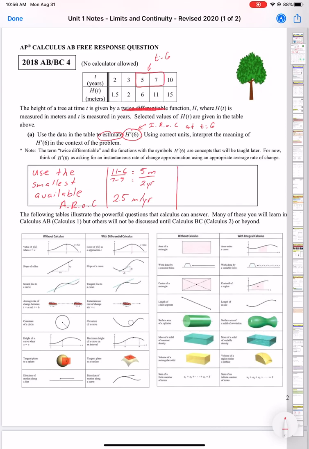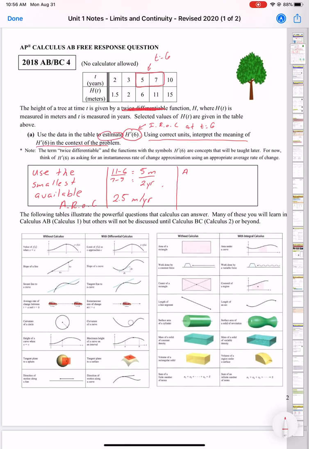Now, that almost answers the question. That answers part of it, but the second part here is really important. Using correct units, interpret the meaning of your answer in the context of the problem. The AP exam likes to give questions like this, where not only is doing the calculation enough, you have to write a sentence explaining what your answer means. So let's do that last part here.